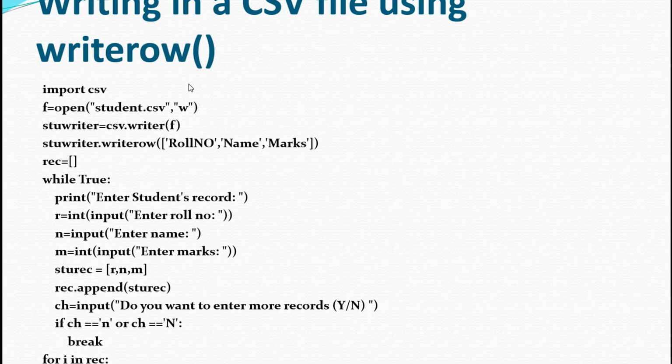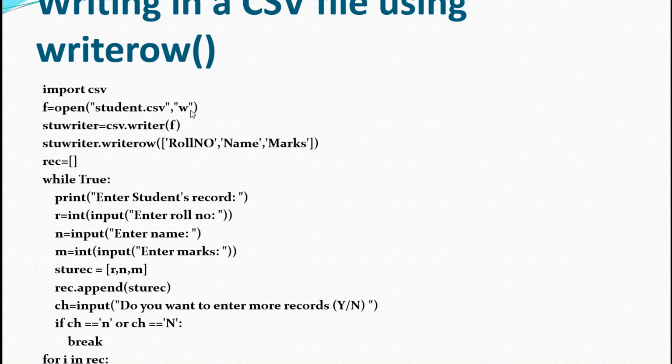See this, how it will work. Writing in a CSV file using the writerow function. Import csv. This line is compulsory because without the csv module, you can't use csv functions like writer, writerow or writerows. Then before writing data into the file, first we need to open it. So f equals open, the CSV file in write mode.